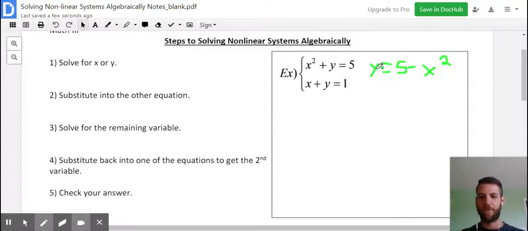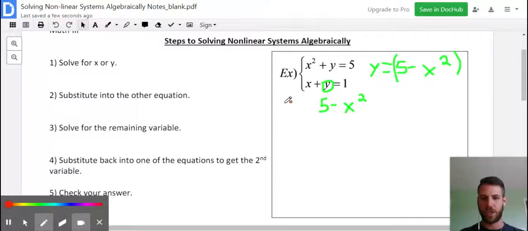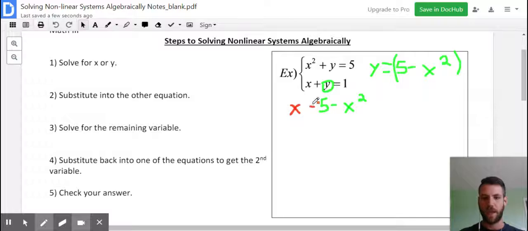I've solved for y. And now I'm going to substitute it into the second equation. So where you see this y right here, I'm going to put in 5 minus x squared. And I'm going to write that in green right here. 5 minus x squared. And the rest of that equation is unchanged. So I would probably want to write in, and this is where colors can be handy, x plus 5 minus x squared, and then equal to 1.